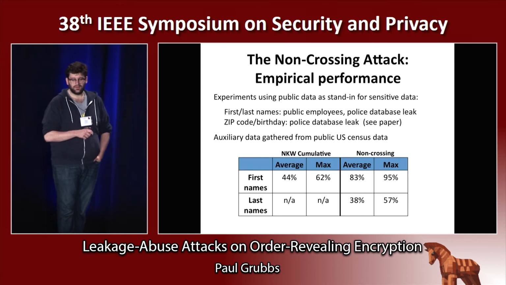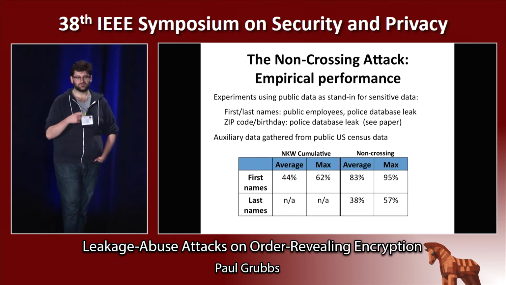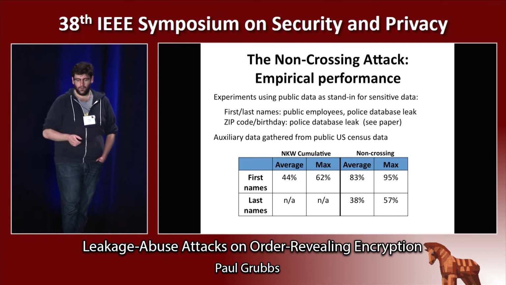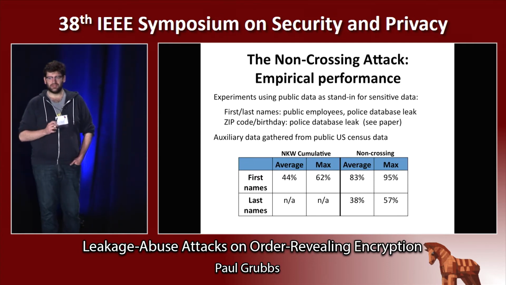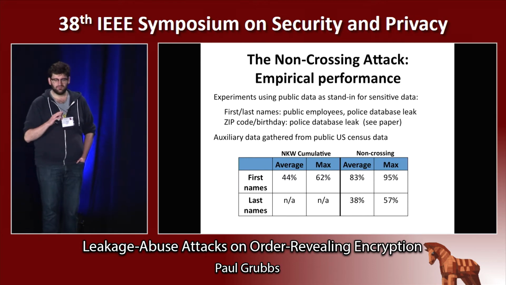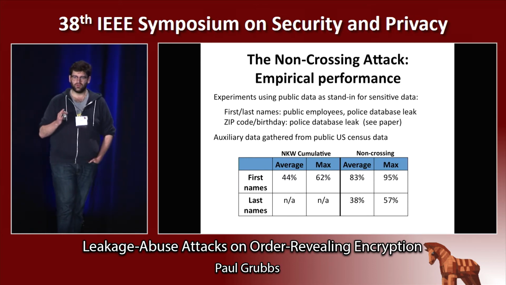So the NKW cumulative attack recovers about 44% of first names on average. Our non-crossing attack recovers almost twice as much, 83% on average. For last names, we actually couldn't get the cumulative attack to run in any reasonable amount of time for any of our last name data sets. Our largest problem instance, I think, had around 17 billion edges in its graph, and the runtime just basically makes the Hungarian algorithm choke.